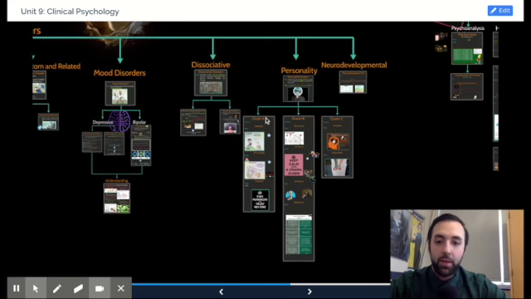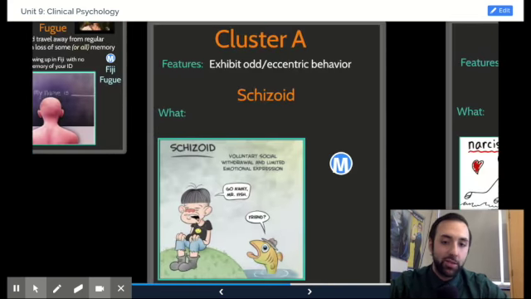We're going to start on the left side, as we always do, talking about cluster A. The disorders that fit the cluster A column, if we were to group them together, would fall into this odd or eccentric behavior categorization. So regardless if we talk about schizoid personality disorder, which we're about to talk about, or schizotypal, each of the disorders in this category have odd or eccentric behavior attached to their symptoms.